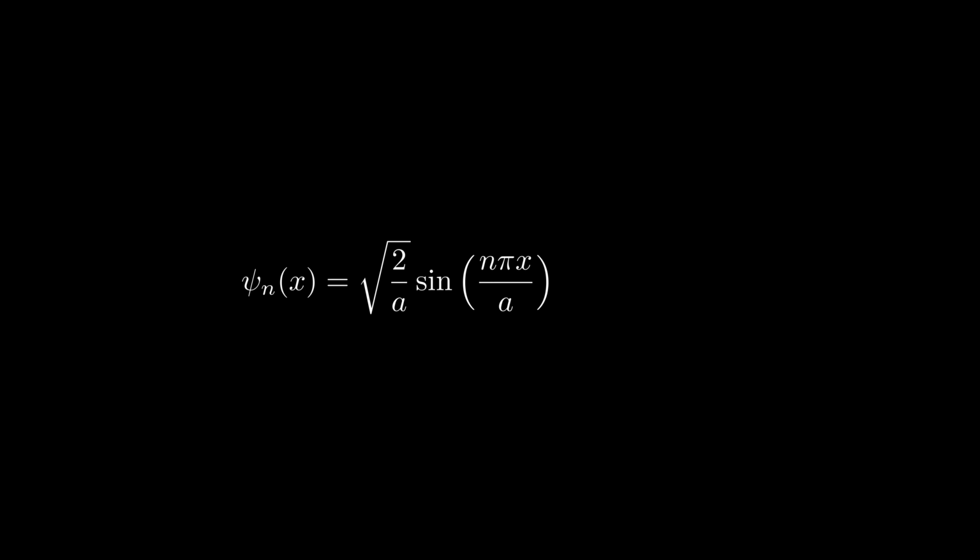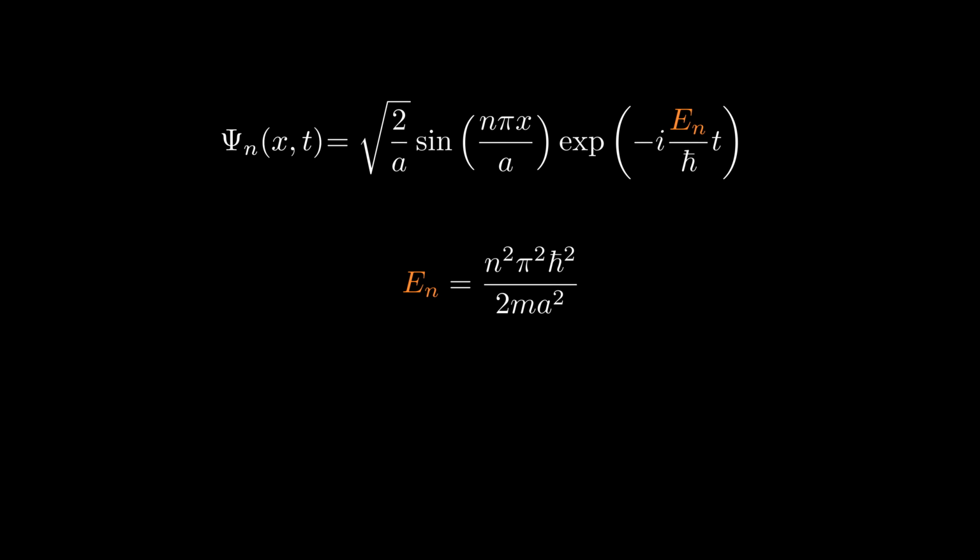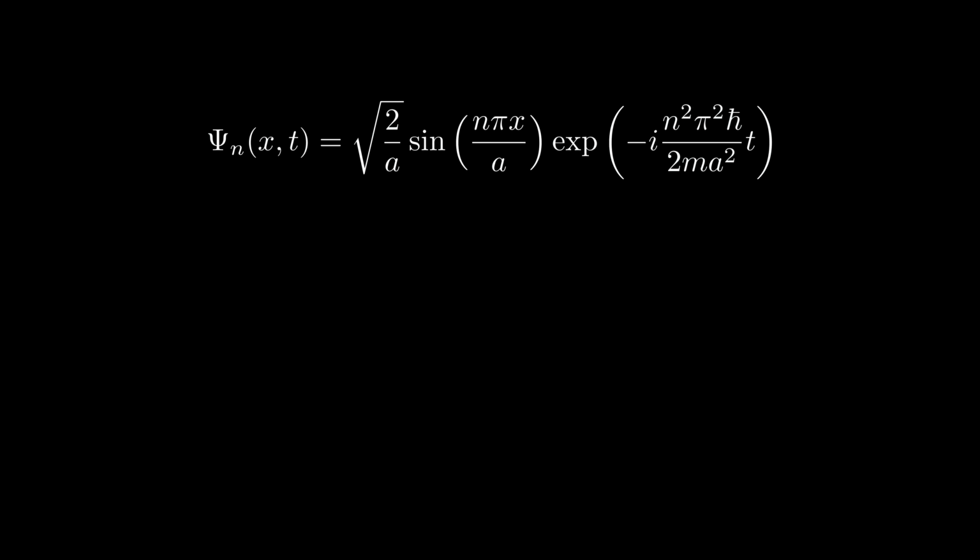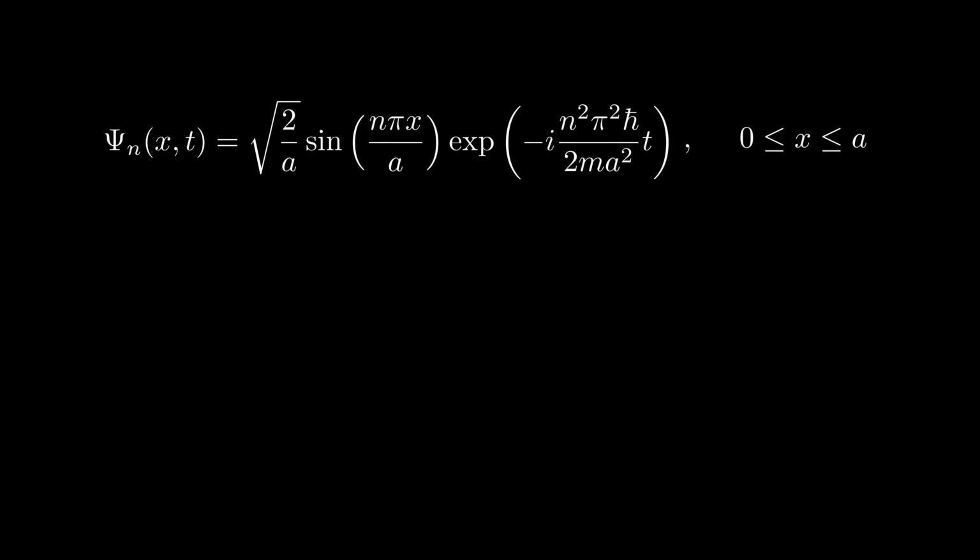For the time-dependent Schrödinger equation, we attach the time-dependent phase factor, where E sub n, the energy of the nth state, is written as follows. Note that this solution applies only to the region inside the well, as the potential energy is infinite outside the well. This means the particle cannot exist outside.